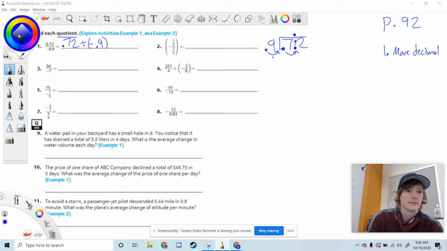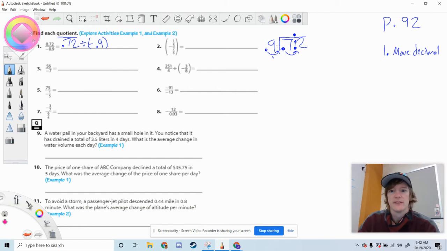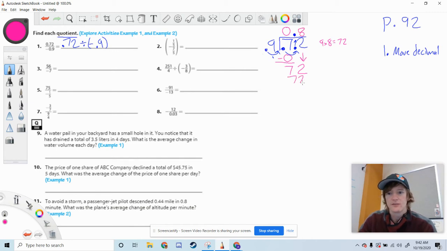Okay. Now, I'm just going to solve this like a normal division problem. So how many 9s are in 7? Well, there's none. We can't fit 9 in 7. 9 times 0 is 0. We'll subtract, 7 minus 0 is 7. Bring down this 2. How many 9s are in 72? I know that 9 times 8 is 72. So that'll be an 8. And 9 times 8 is 72. And I'll subtract, and I'll get nothing, and I'm done. So my answer then is going to be 0.8. Okay? So we just have to make sure we move our decimal as our first step when we're dividing decimals.